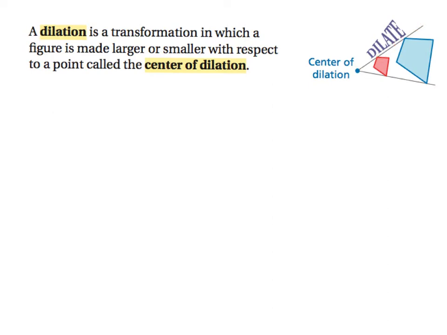Notice that I could actually connect the corresponding vertices, and I could connect these as well. I could also connect these. Everything is similar. That's important to note. Now, what do you know about the angles, though? Like this angle here and this angle here, this angle here and this angle here. They'd be congruent because similar figures have corresponding angles that are congruent.